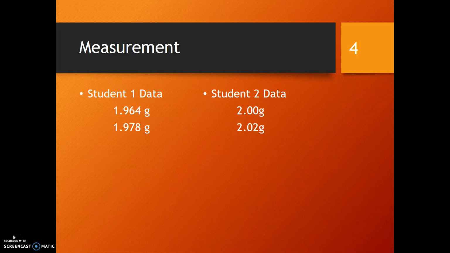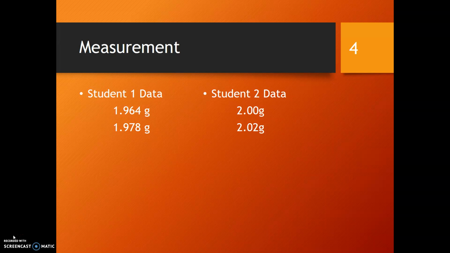Now consider two students who have recorded the mass of an object. Student number 1 recorded the mass as 1.964 grams for the first measurement, and the second time around 1.978 grams. Another student measured the same object and said, no, it's 2.00 grams, and the second measurement is 2.02 grams.